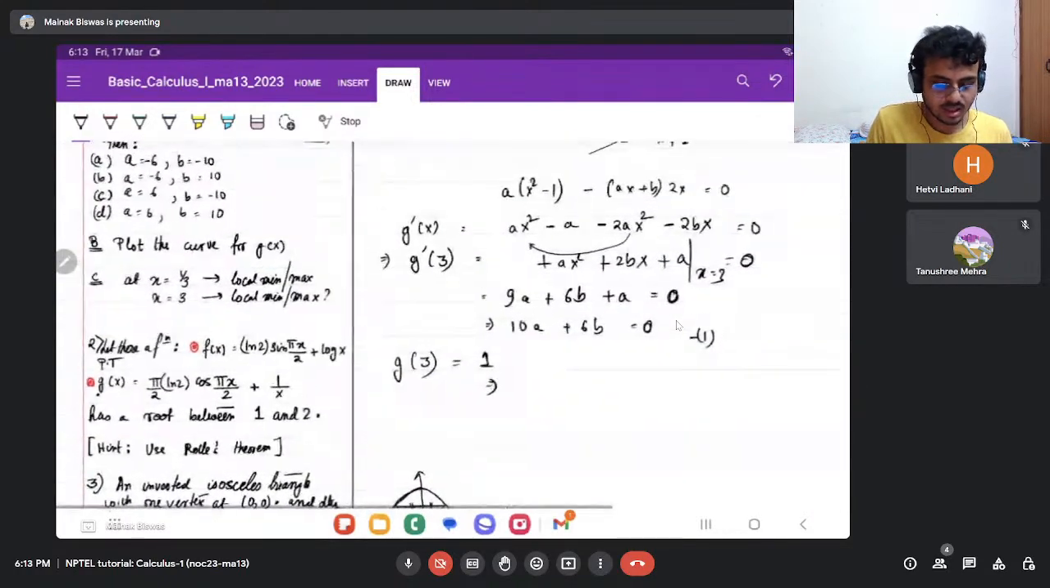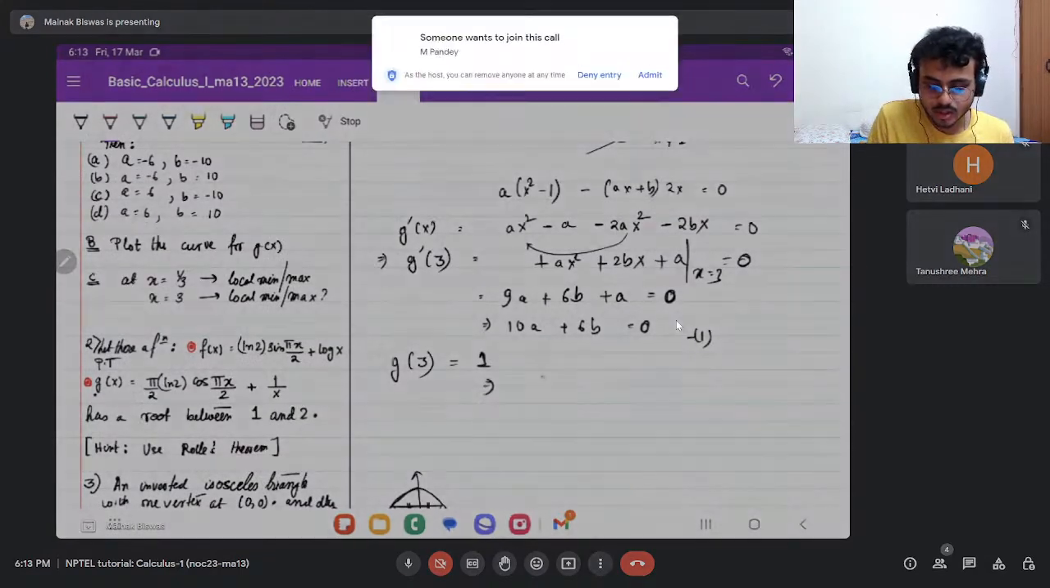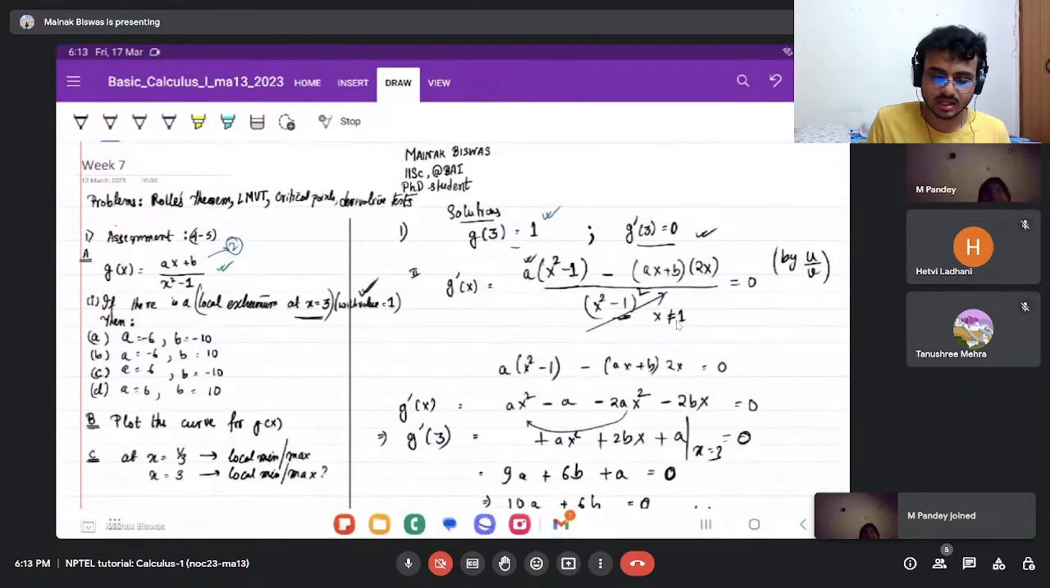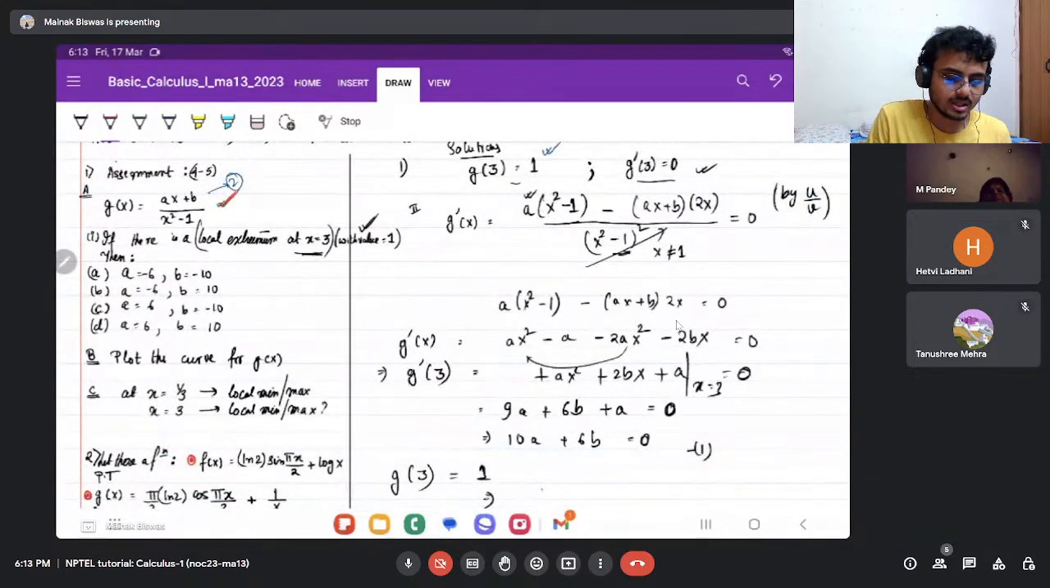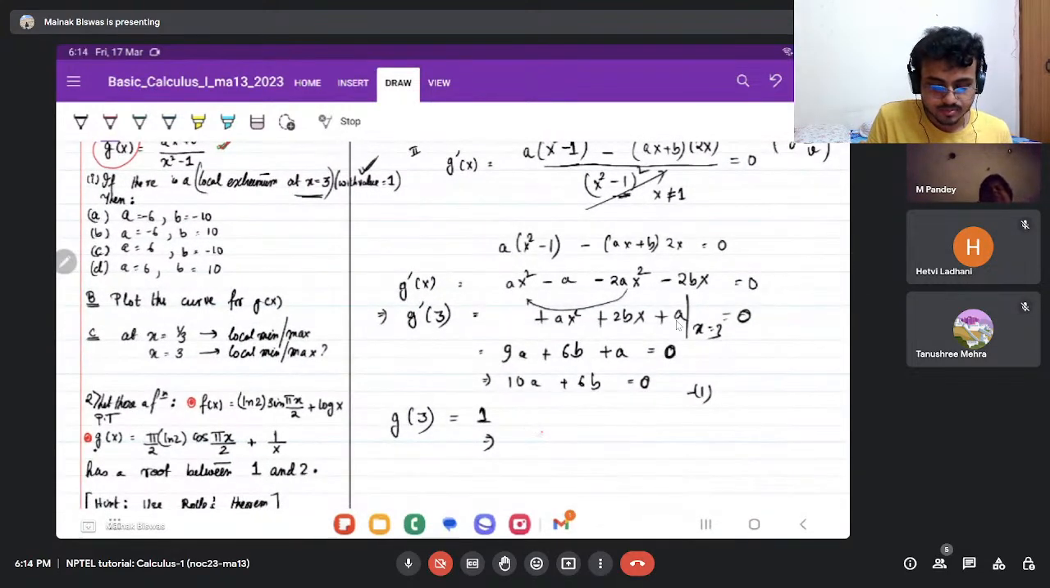Great. So we are seeing that g of 3 is equal to 1. For people who are joining late, we are solving for a and b in this function, and we have said that there is a local extremum at x equal to 3 and the value is 1. We are trying to find a and b. So g of 3 is equal to (3a plus b) by (3 squared minus 1), and that is said to be 1, right?